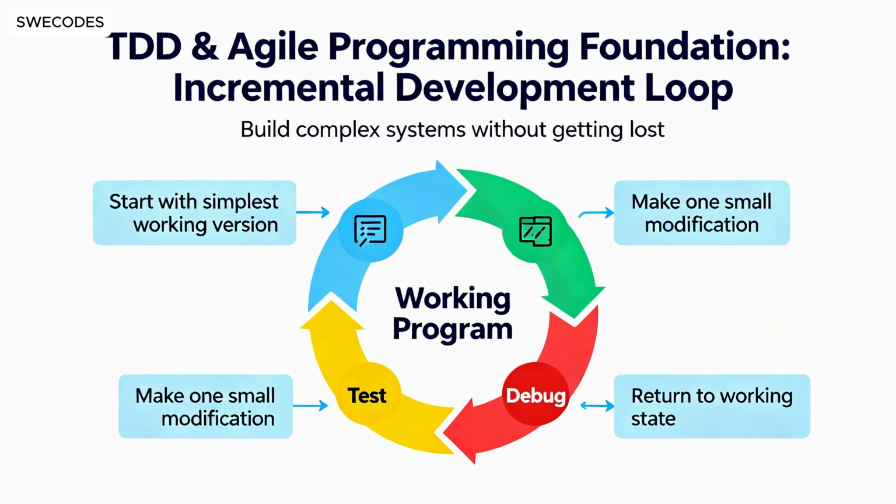The most effective programmers build on this principle. Their secret? They always have a working program. They start with the simplest possible thing that works. They make one small modification. They test it. They debug it. Once it's working again, they make the next small modification. This incremental loop is how you build massive, complex systems without getting lost.